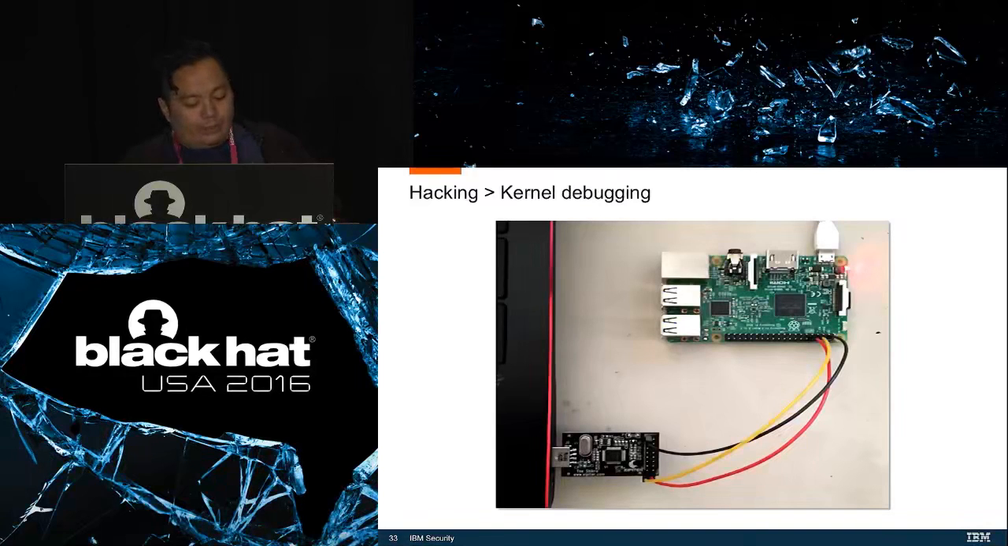So let's talk about kernel debugging. To dynamically reverse kernel level code such as device drivers, we need to do kernel debugging using WinDbg. Here I'm using a Shikra connected to a Raspberry Pi. I'm connecting the TX pin of the Shikra to the RX pin of the Raspberry Pi, and the RX pin of the Shikra to the TX pin of the Raspberry Pi.